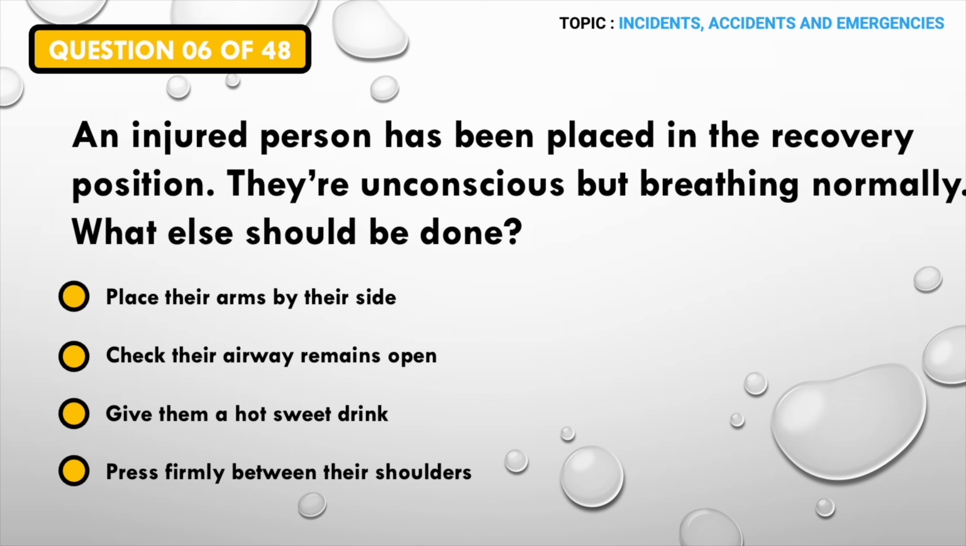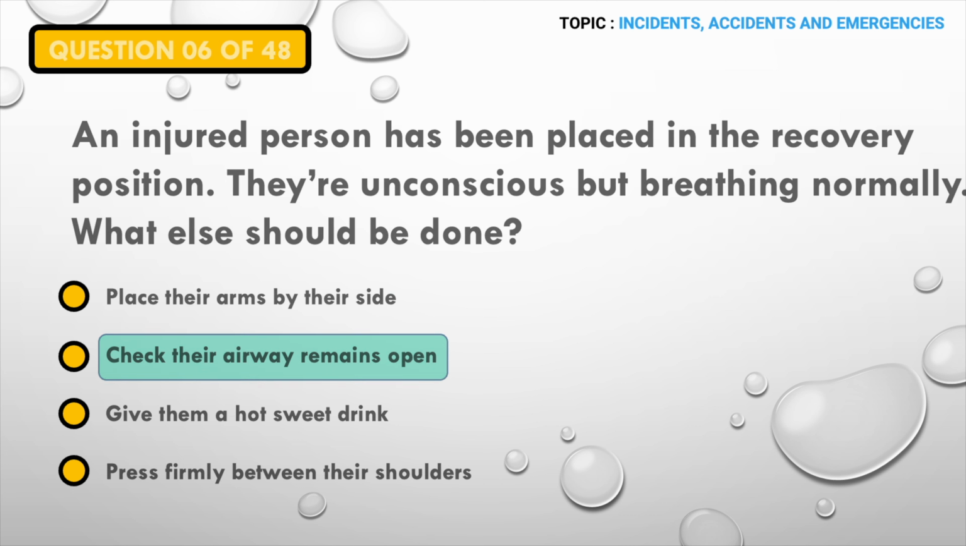An injured person has been placed in the recovery position. They are unconscious but breathing normally. What else should be done? Place their arms by their side. Check their airway remains open. Give them a hot sweet drink. Press firmly between their shoulders. Check their airway remains open.